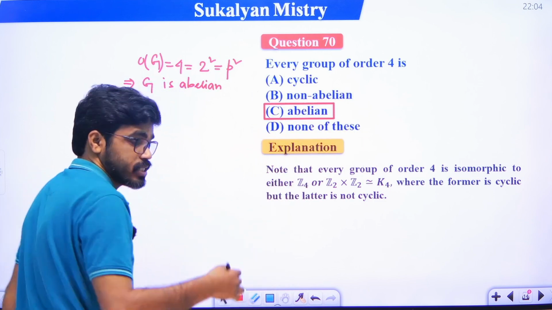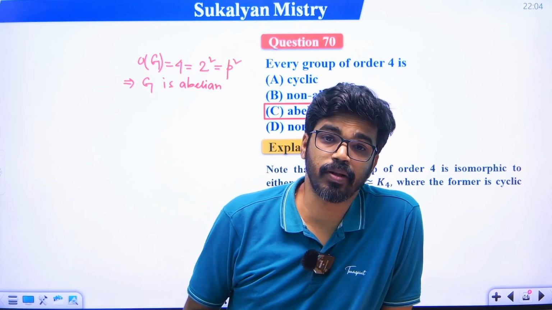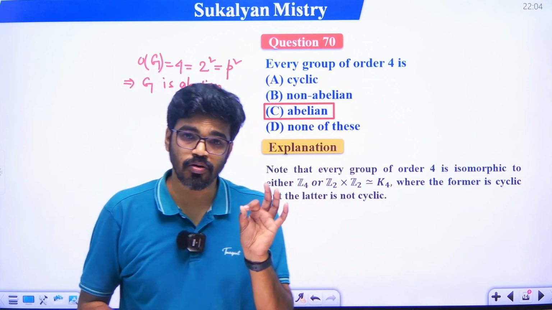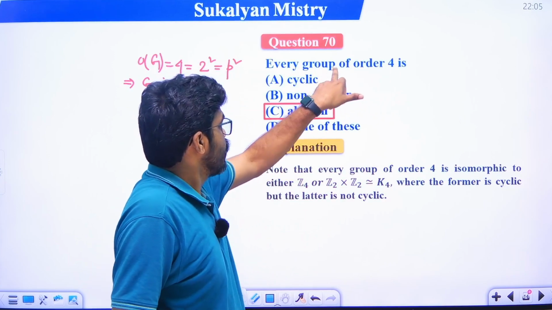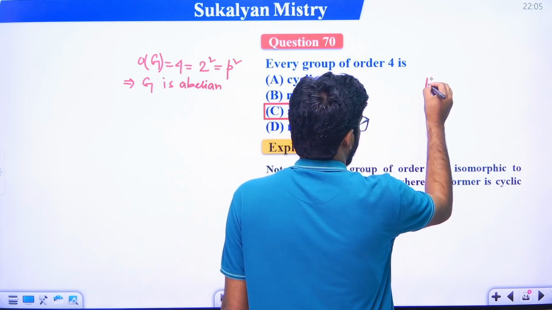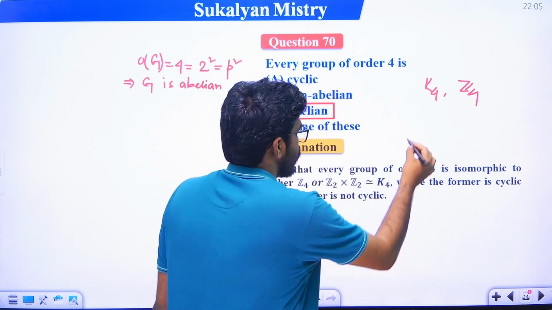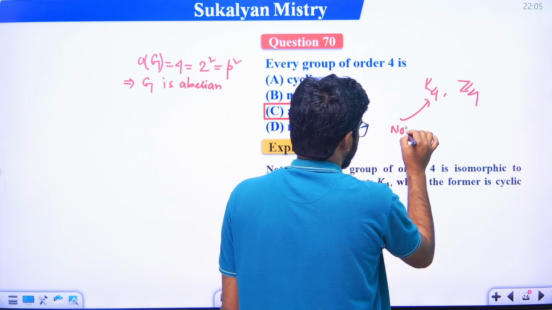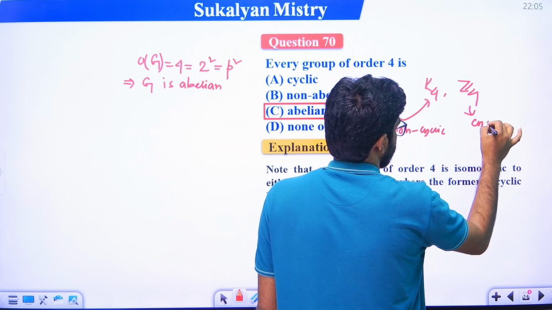It should be noted that cyclic implies abelian, but abelian does not necessarily imply cyclic. If the order of G is p squared, then G is abelian but not cyclic. Okay, therefore it is very important. What groups of order 4 can there be? Klein's 4 group, it is of order 4. Z4 is also of order 4. Klein's 4 group, we know that this is non-cyclic, but Zn is cyclic, so this is cyclic.